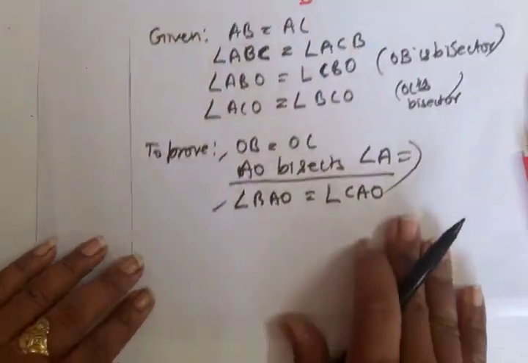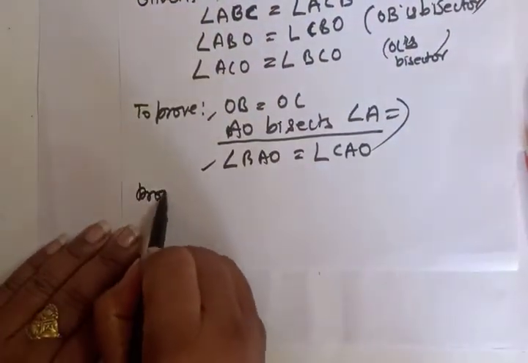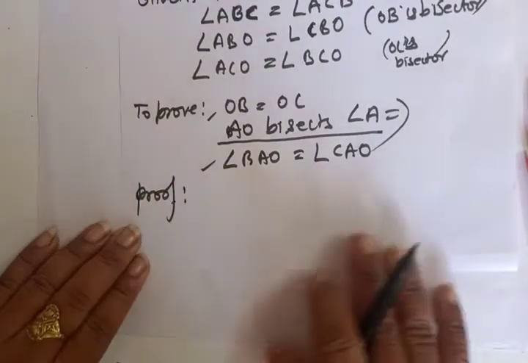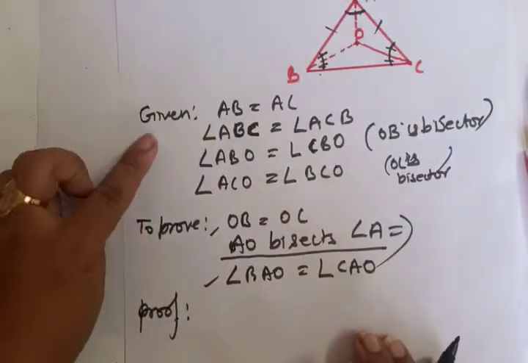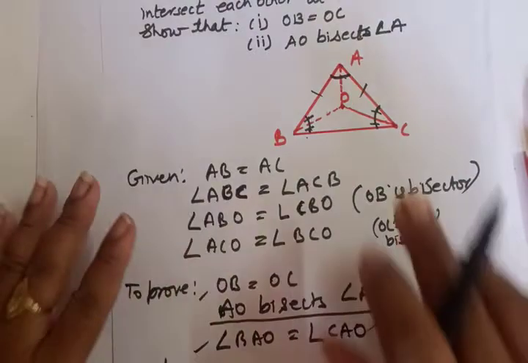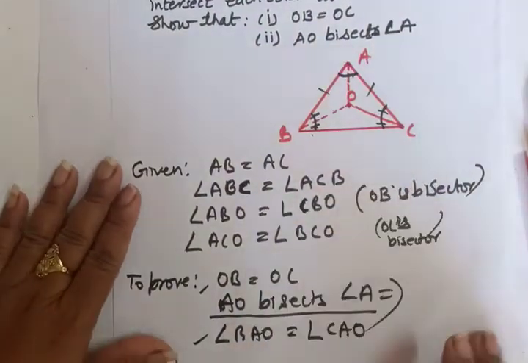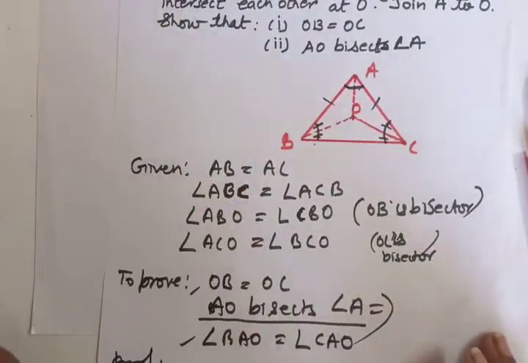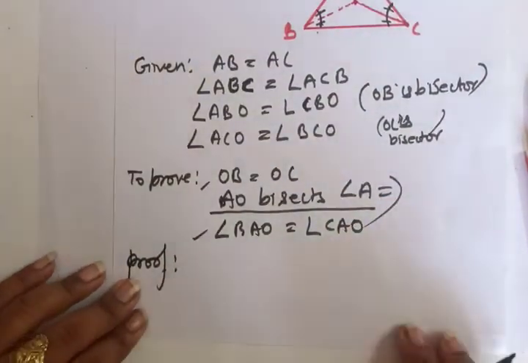Now come to the proof, okay. Given, to prove, and whatever construction is required, sometimes it is given in the question and sometimes we have to draw it by ourselves and then prove, yes.